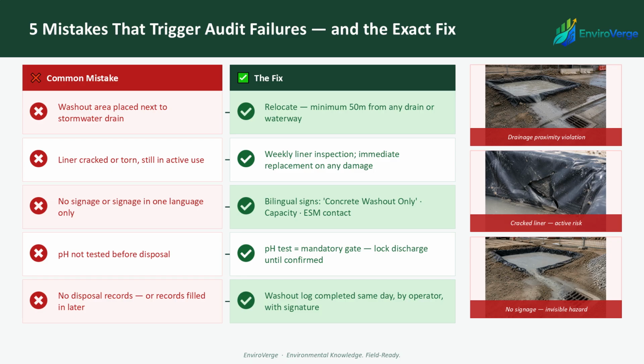Mistake 3. No signage, or signage in one language only. On any project with a multilingual workforce, single language signs are functionally invisible. The fix? Bilingual signs. Minimum English and Arabic, showing the pit is concrete washout only, the maximum capacity, and the ESMP contact number.